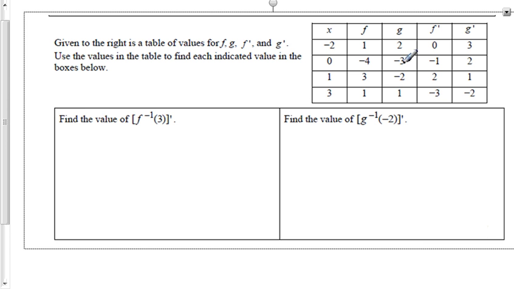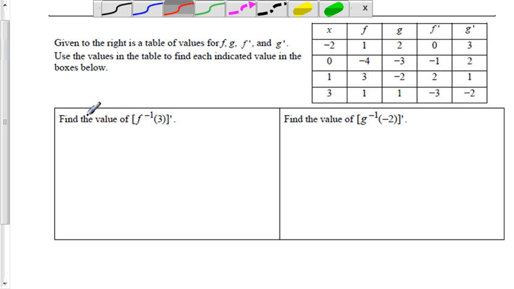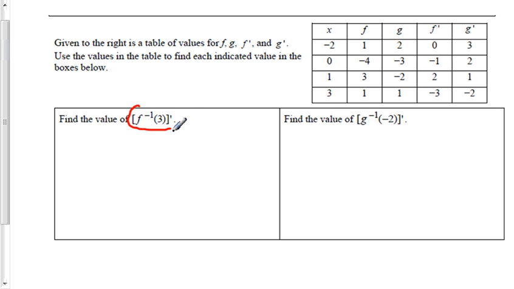All right, so now we're given a table of values. We have f, g, f prime, g prime. Use the tables to find the indicated values. So we got a lot we got to look at here. So we're going to use the same thing we just did. So it says find the value of the derivative of the inverse, which is what this whole section's about. So here's my inverse when x is 3.